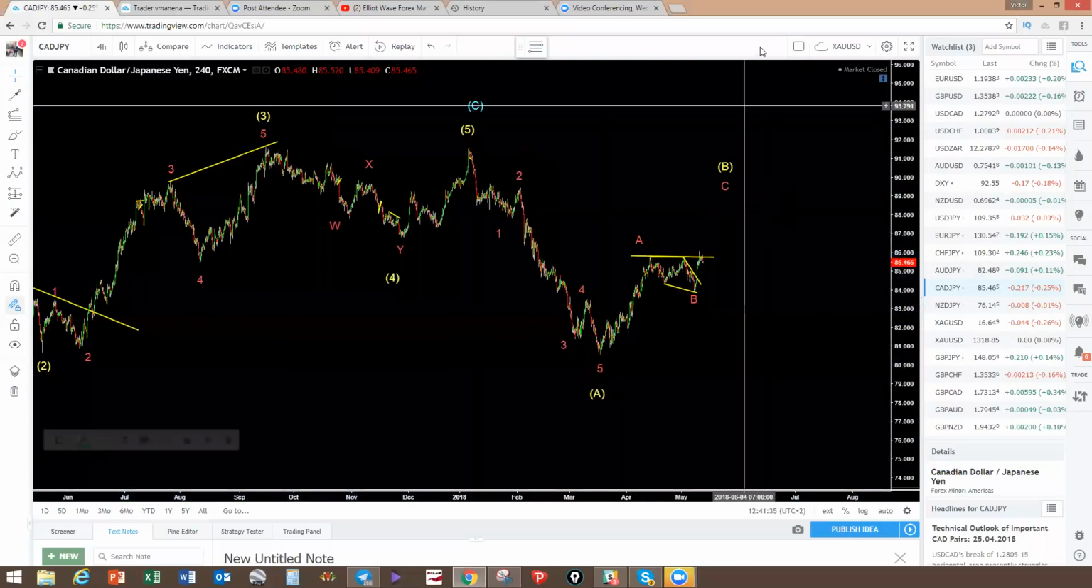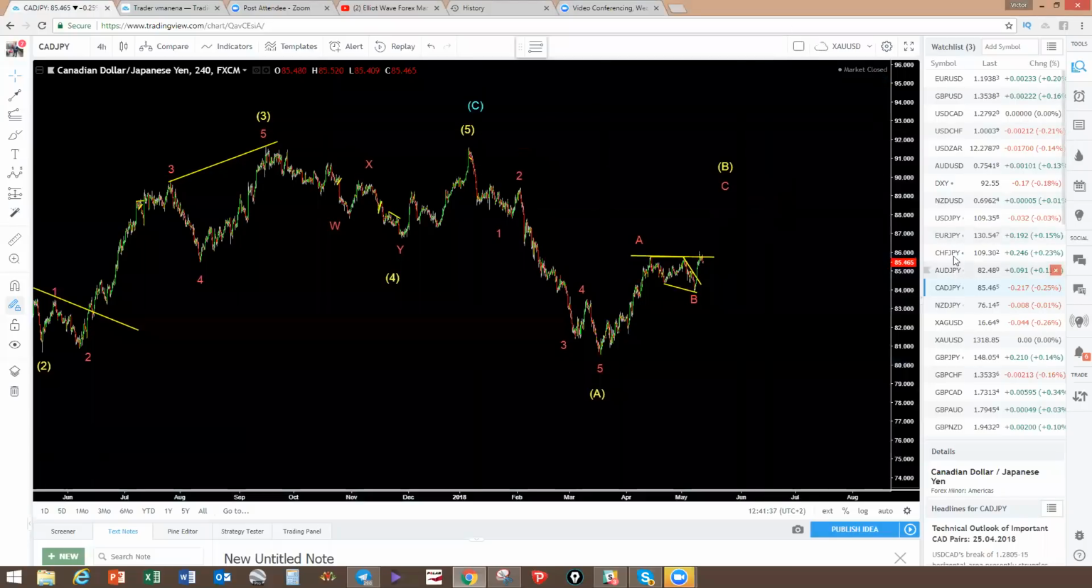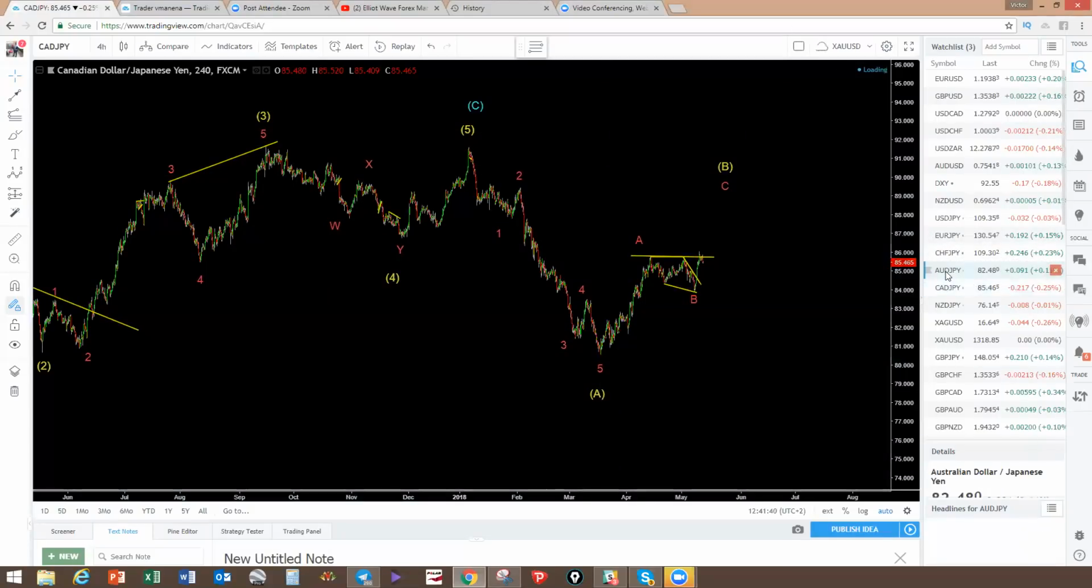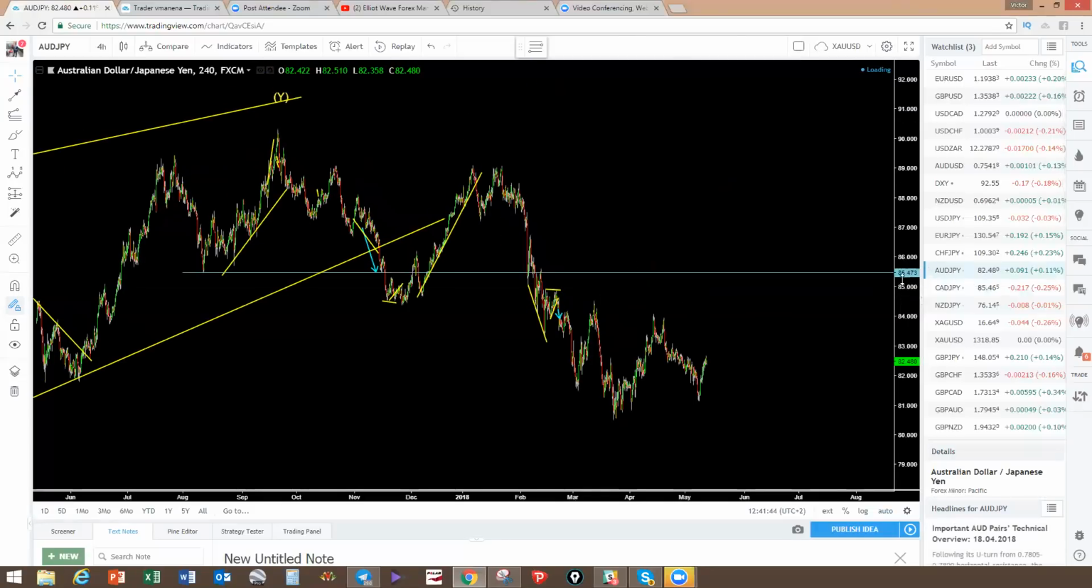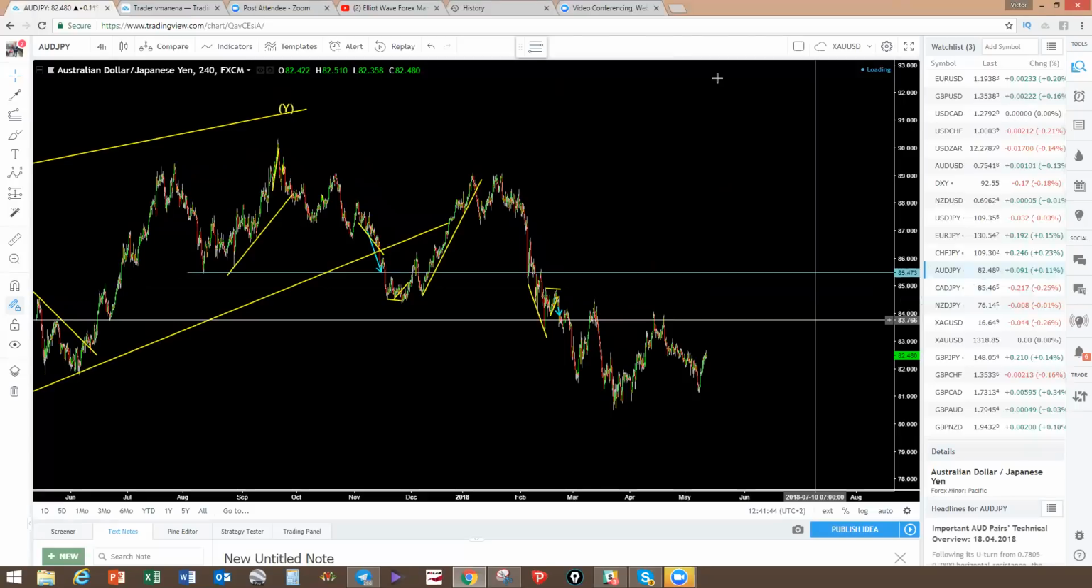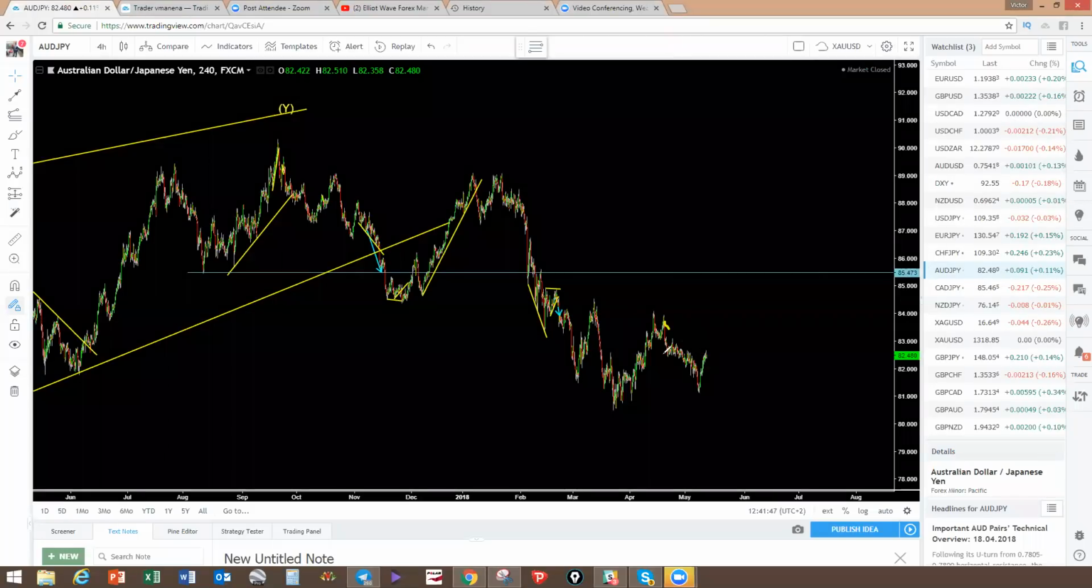Okay. Looking at AUDJPY now. AUDJPY, last week we looked at this, but I would not be surprised if nobody took this one, because it actually went a bit deeper than we anticipated. We wanted it to break out of here. We wanted it to break, but it went down. So now you've got a clear impulse after the correction. You've got an impulse, you've got a correction, and now you've got an impulse.